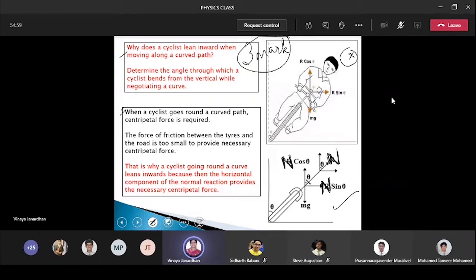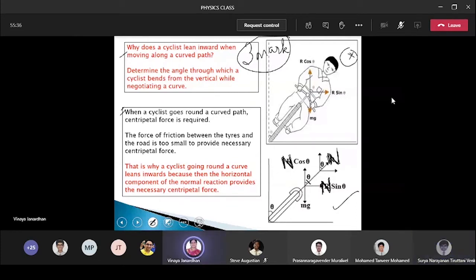Surya Narayanan, read out. When a cyclist goes around a curved path, centripetal force is required. The force of friction between the tires and the road is too small to provide the necessary centripetal force. That is why a cyclist going around a curve leans inwards, because then the horizontal component of the normal reaction provides the necessary centripetal force.